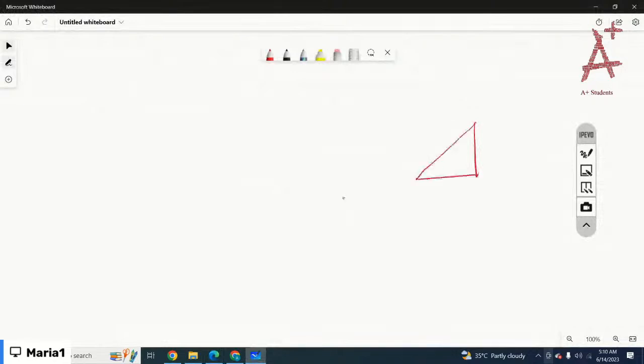It would be like this. Here you have 3, here you have 5. You have to find this side. So it would be C, it would be B. You have to calculate the value of A. Got it?